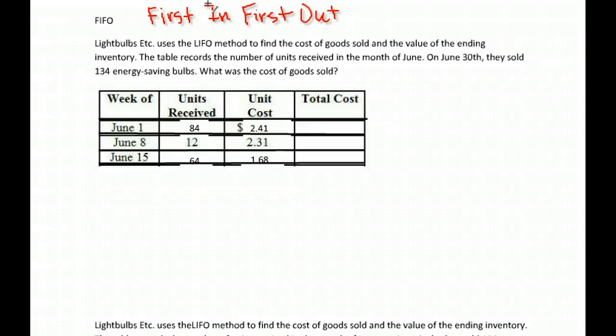They just look at, okay, how many items did we sell? What were the prices of those items? So let's do an example here. Here's a light bulb company. They are going to use the FIFO method to find the cost of goods sold. The table records the number of units received in the month of June. They sold 134 energy-saving bulbs. Okay, so what is the cost of the goods that they sold?